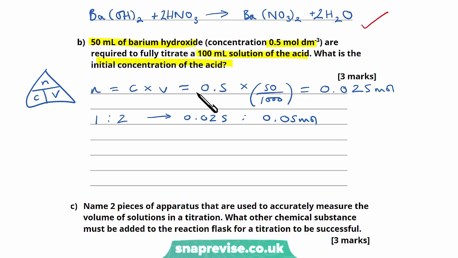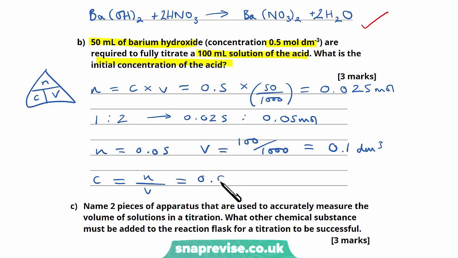We know there's 100 mls of the solution, so let's go ahead and quickly note down what we know. We know the number of moles is 0.05. We know the volume is 100 mls, so that's 100 over 1000, converting to decimeters cubed, giving us 0.1 decimeters cubed. Now, using the same pyramid, we can calculate the concentration, seeing that the concentration is the number of moles divided by the volume. So that's 0.05 divided by 0.1 to give us 0.5 moles per decimeter cubed.